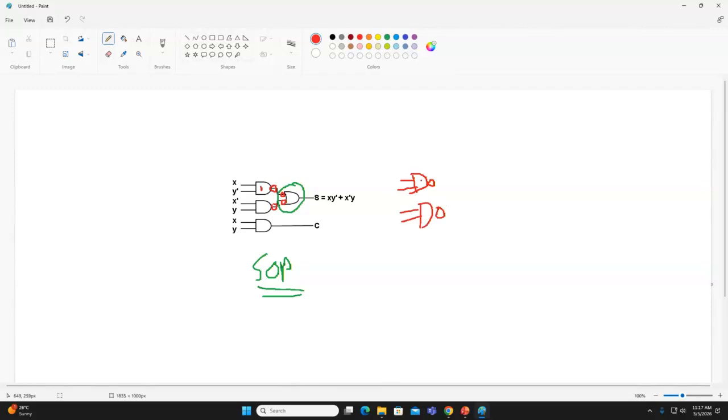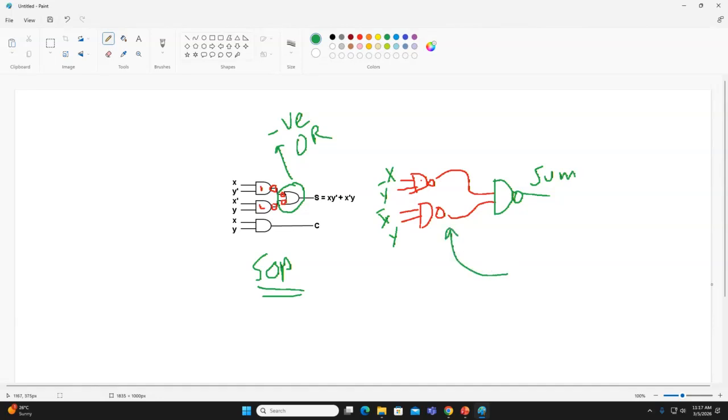Can you see the first NAND gate and the second NAND gate, and then the green part, then we have the third NAND gate. The green part is my negative OR gate, and negative OR gate is equivalent to a NAND gate. Now this is X, this is Y bar, and then we have X bar and Y, and now the output is the sum. Which implementation is this? NAND implementation.